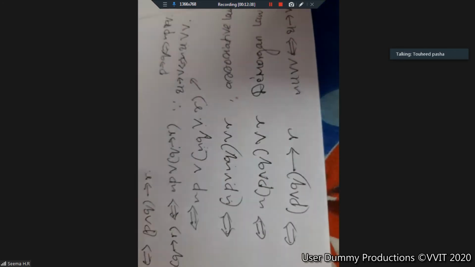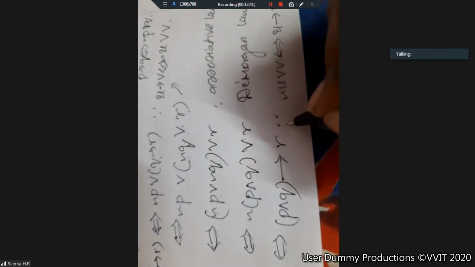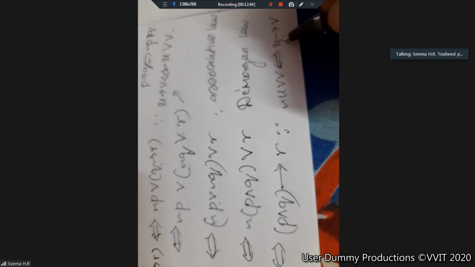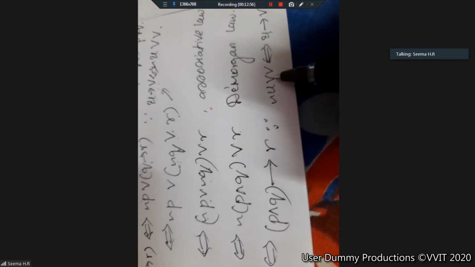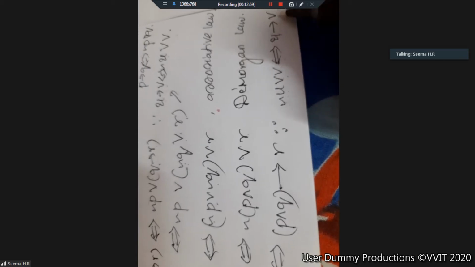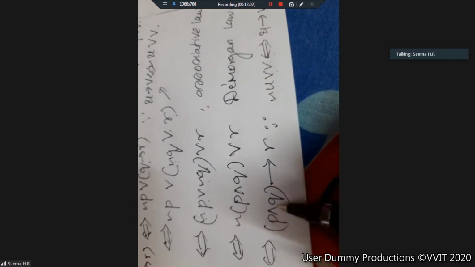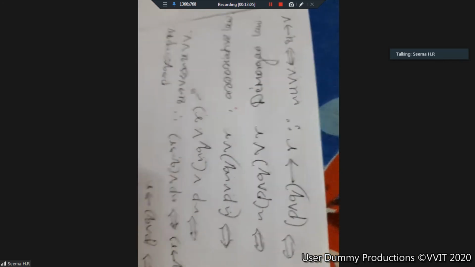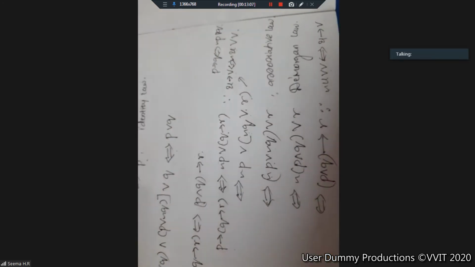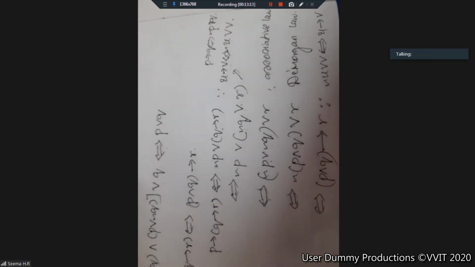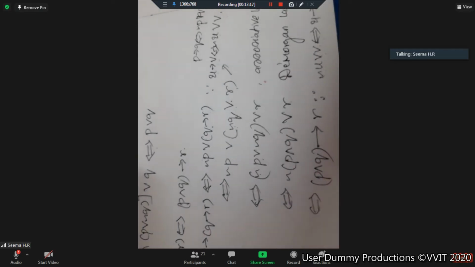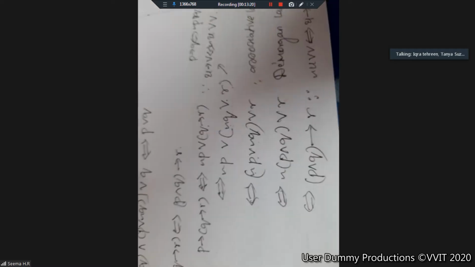Ma'am, which law have you used? U implies V, ma'am. Because negation of U or V is logically equivalent to U implies V. So what is there in place of U? P and Q is there. What is there in place of V? R is there. So apply this. Negation of U or V is logically equivalent to U implies V. So instead of U, you have to replace P and Q, and instead of V, you have to replace R. Is it okay? Did you understand? Yes, ma'am.